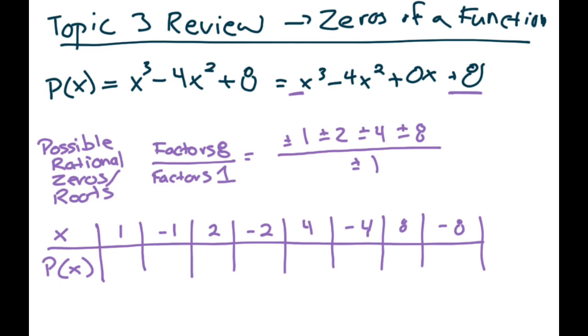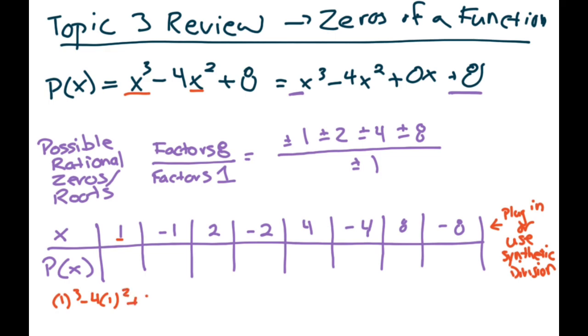And then what we're going to do is we are either going to plug these numbers in or use synthetic division. So when we plug them in for x, or we use synthetic division with it. So for example, if I was trying to do 1, I'd plug 1 in. So this would be 1 cubed minus 4 times 1 squared plus 8. And when I do this in my calculator, I get 5.